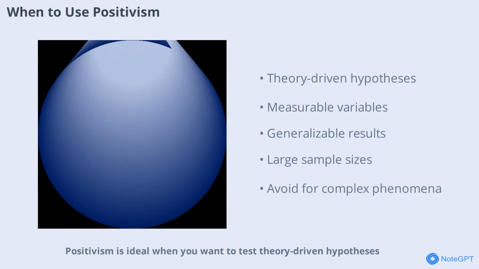Positivism is ideal when you want to test theory-driven hypotheses, measure variables, and aim for generalizable results. It works best with large sample sizes and quantitative data. However, it should be avoided when studying human experiences or exploring new complex phenomena. In such cases, other paradigms like interpretivism may be more appropriate. Knowing when to use positivism ensures that your research is effective and produces meaningful results.